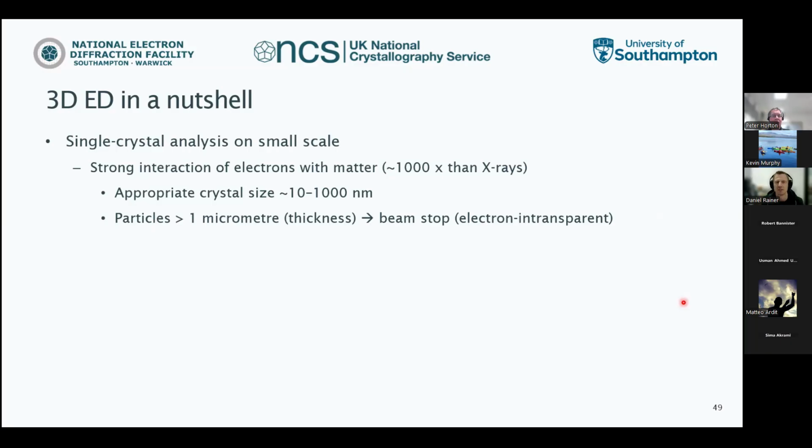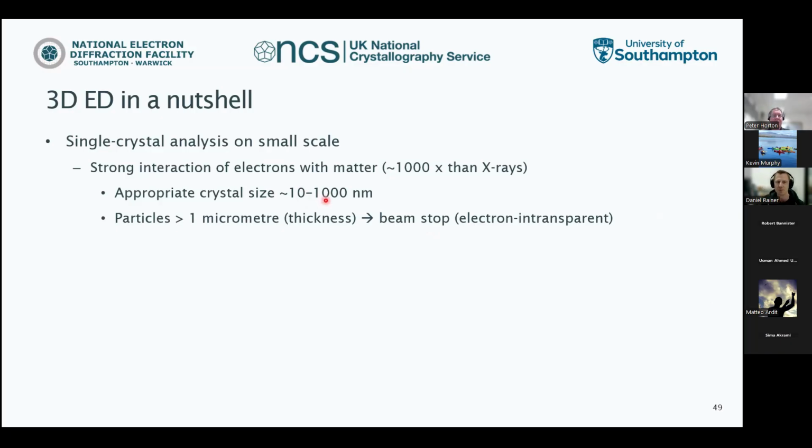Electrons interact with matter quite a lot more than X-rays do. Whereas, as Pete said before, the vast majority of X-rays that pass through the sample do not interact with matter, it's essentially the other way around with electron diffraction. The immediate consequence is that we can get away with particles that are much smaller than would be required for XRD, roughly 10 to 1,000 nanometers.